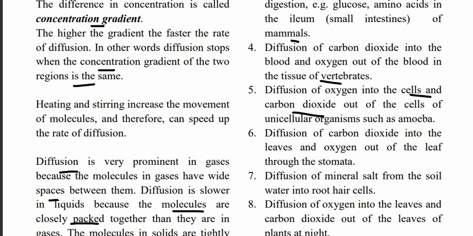We have diffusion of oxygen into the cells and carbon dioxide out of the cells of unicellular organisms such as amoeba. Diffusion of carbon dioxide into the leaves and oxygen out of the leaf through the stomata. And diffusion of mineral salts from the soil water into root hair cells. We also have diffusion of oxygen into the leaves and carbon dioxide out of the leaves of plants at night.